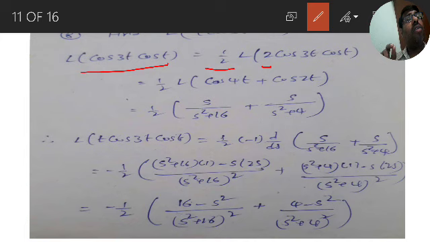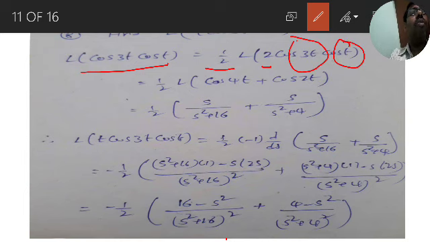So what you got? 2 cos 3t into cos t. What formula is it? 2 cos a cos b. What does 2 cos a cos b say? 2 cos a cos b is equal to cos a plus b plus cos a minus b. But what is the a value here? The a value is 3t and the b value is t. A plus b is 4t and a minus b is 2t. So half into L of cos 4t plus cos 2t: L of cos 4t and L of cos 2t. You have to know the formula.